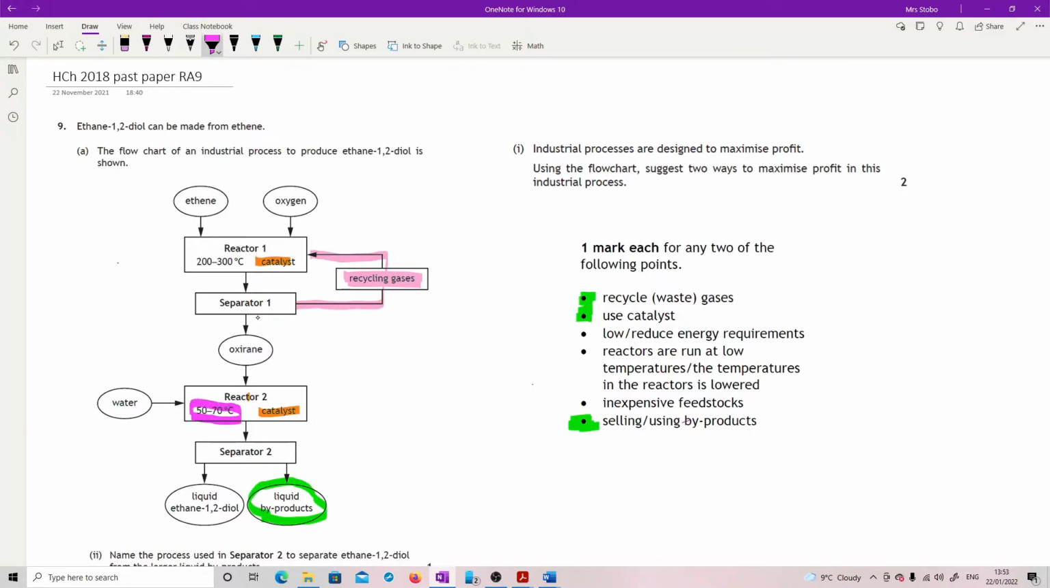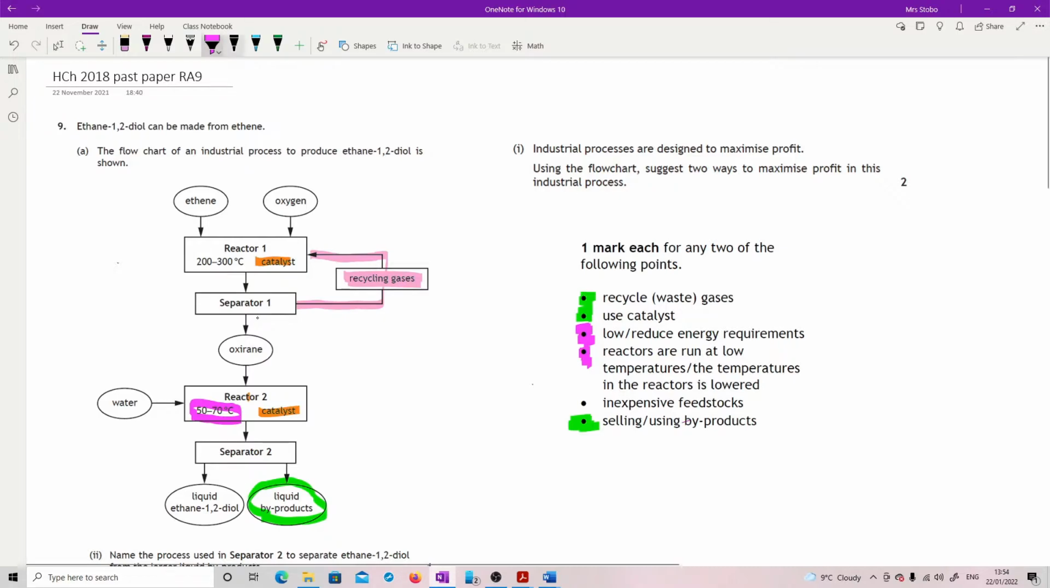This temperature is really low, so that's a low cost thing, which is good. Okay, that's your low temperature. And then because of that, they've got this low or reduced energy requirements. I'm not entirely sure, I would have linked that to the catalyst, but I think that's fair enough to have as a separate point.